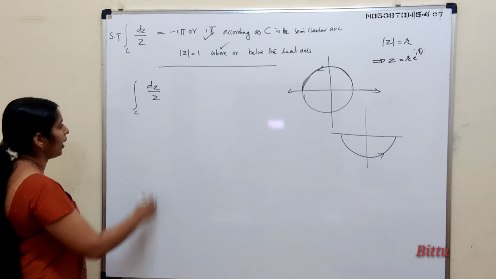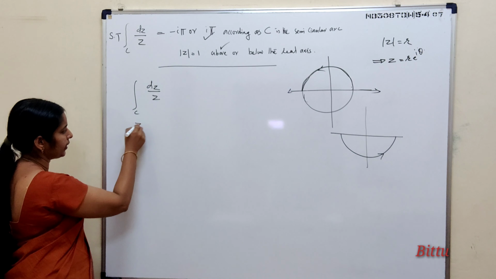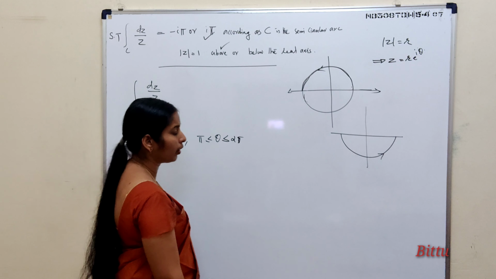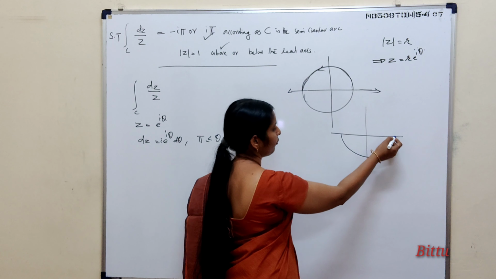Here, we have to evaluate this integral. Let z be e raised to i theta. Then dz is e raised to i theta into i d theta. Here, theta varies from what to where? Theta varies from pi to 2 pi. Pi to 2 pi, not 0. So the variation is pi to 2 pi.